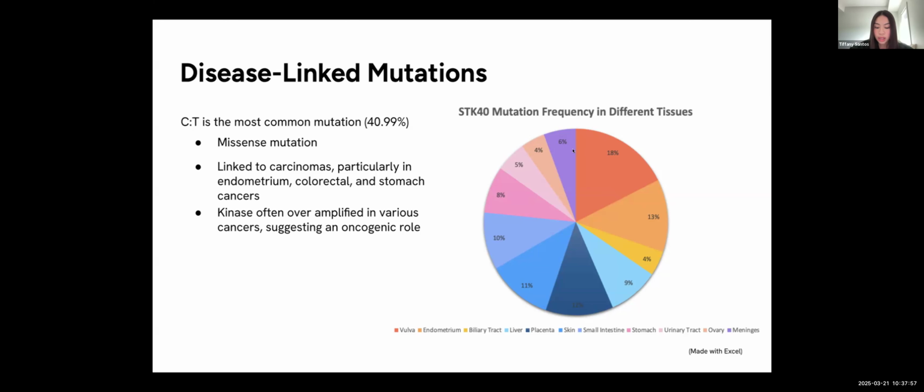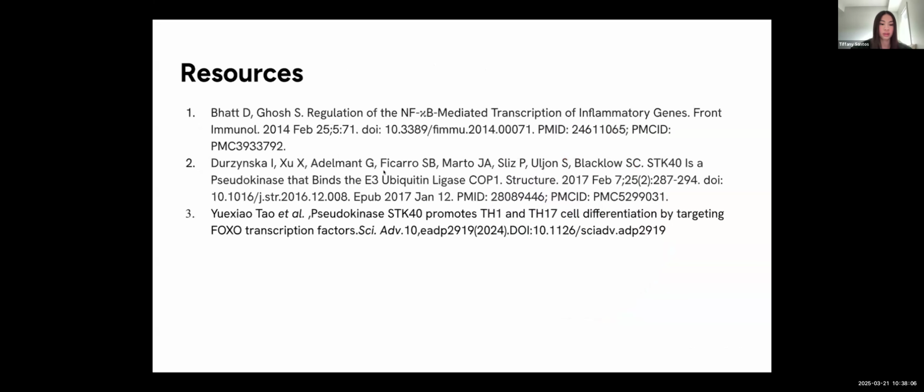And this pie chart that I made illustrates STK40 mutation distribution across tissues, with highest occurrence in female organs like the vulva, endometrium, and placenta. And these are my resources.